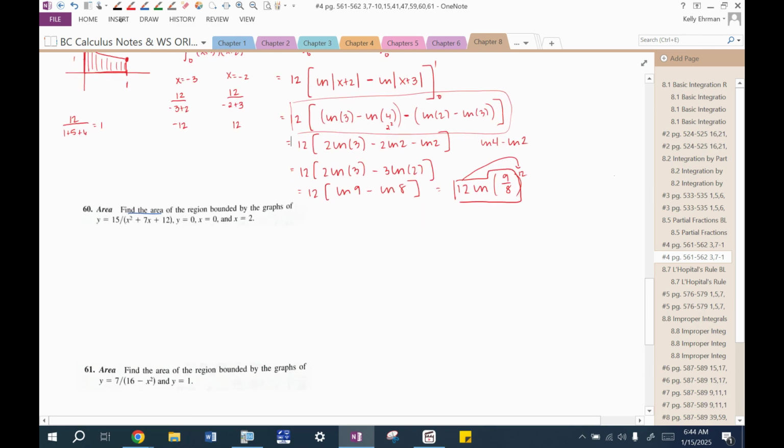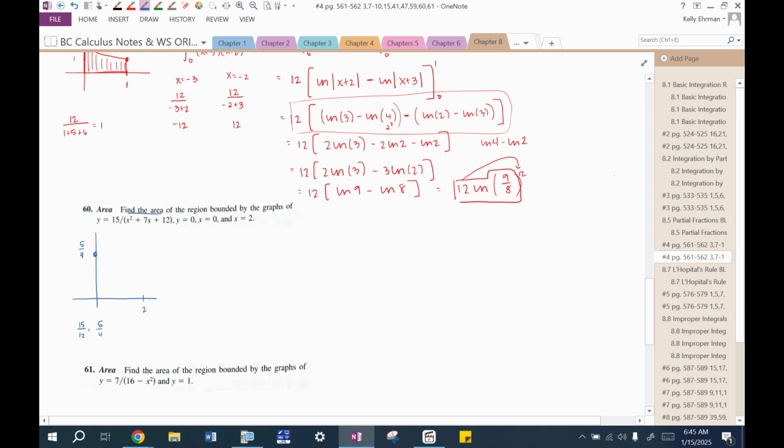Find the area of the region bounded by the graphs of, okay, so similar, just a different function for this one. So let's go ahead and graph it first. Let's assume it's no calculator. So our bounds are x equals 0 and x equals 2. So go ahead and plug in 0, and you get 15 over 12, reduce that by 3, so 5/4.